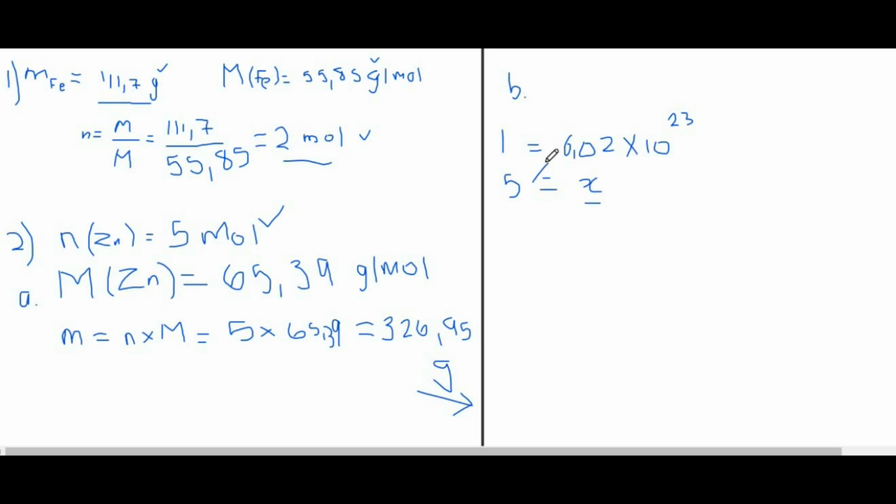One way to do this would be just to cross multiply. So I'll multiply the 1 by x. If you multiply 1 by x, you will get x. Any number multiplied by 1 is that number. And then the same way, crossing 5 multiplied by 6.02 multiplied by 10 to the power of 23, you can just put that whole expression in your calculator, and that will give you the number of zinc atoms in 5 moles.